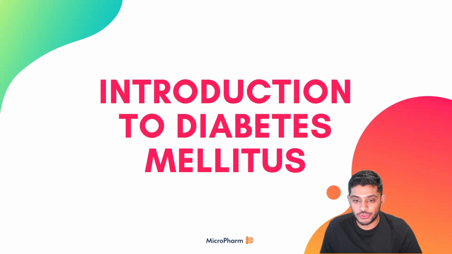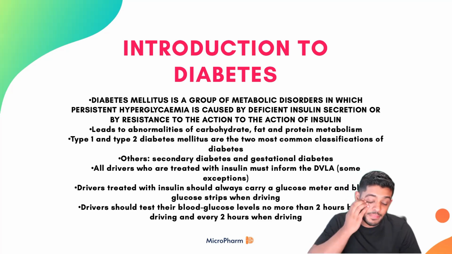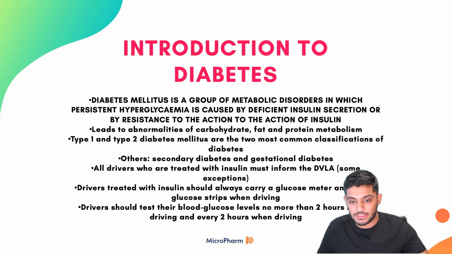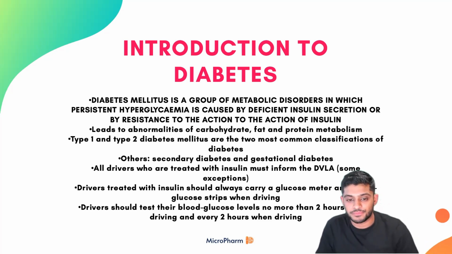So let me introduce you to diabetes mellitus. Diabetes mellitus is a group of metabolic disorders in which you've got persistent hyperglycemia caused by deficiency in insulin secretion or resistance to the action of insulin. Diabetes has two main types. What's the main difference between the two types of diabetes? Type 1 and type 2. In terms of the most common classifications, what are the main differences?